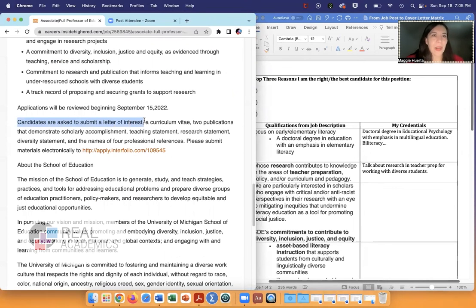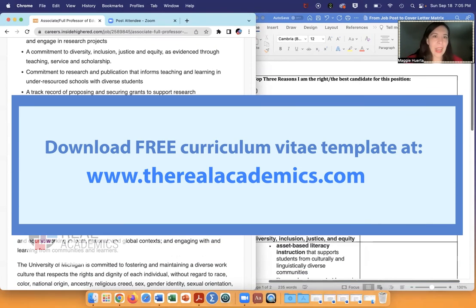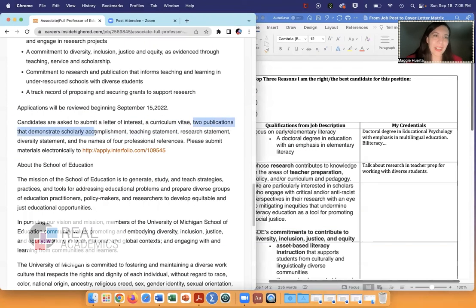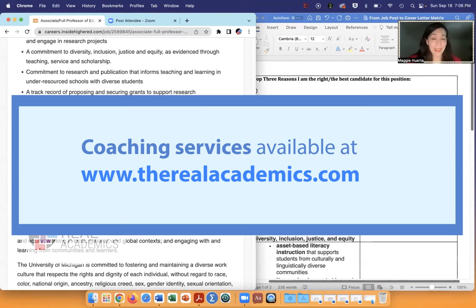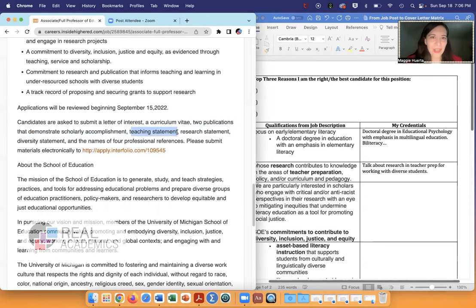And I bet they're going to ask for that here. Aha, yes, they are. So they want a letter of interest. That's your cover letter. A vita, ooh, we have that for free on our website, a template for that. Two publications, I can't help you with that, just pulling it out. I can help you with getting things published. Teaching statement or teaching philosophy, we have a template for that. Research statement, we have a template for that. Diversity statement, we have a template for that.